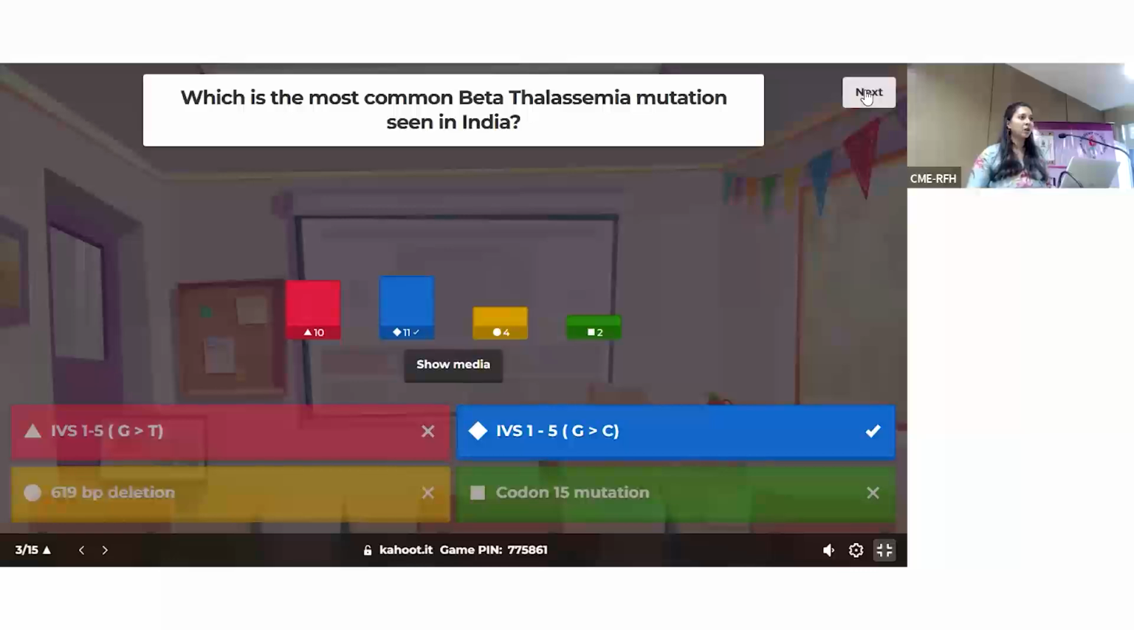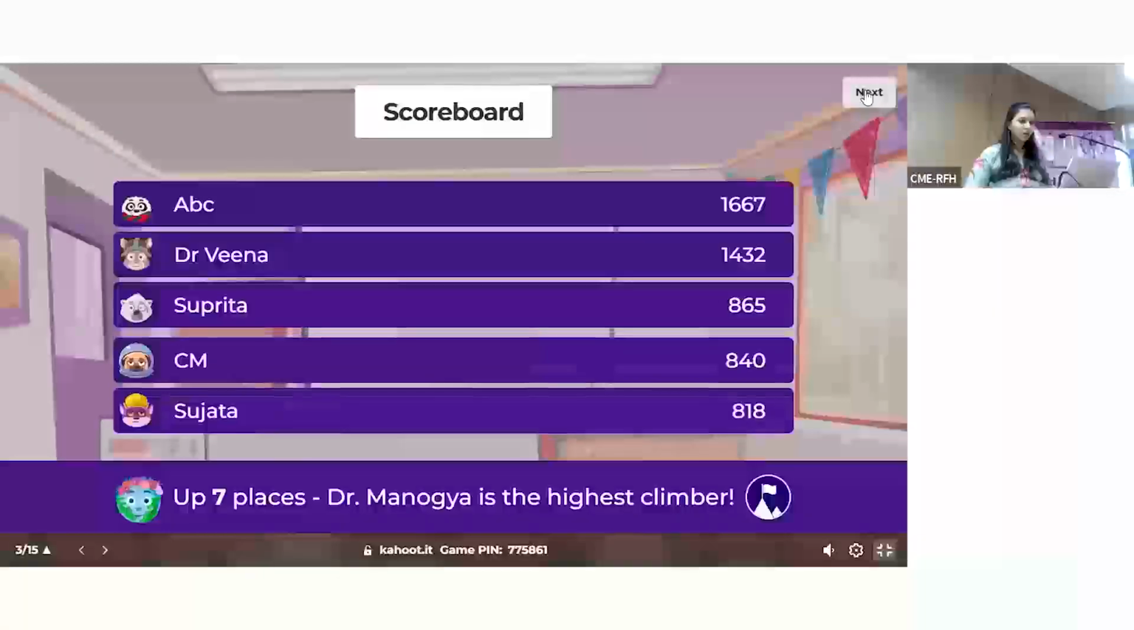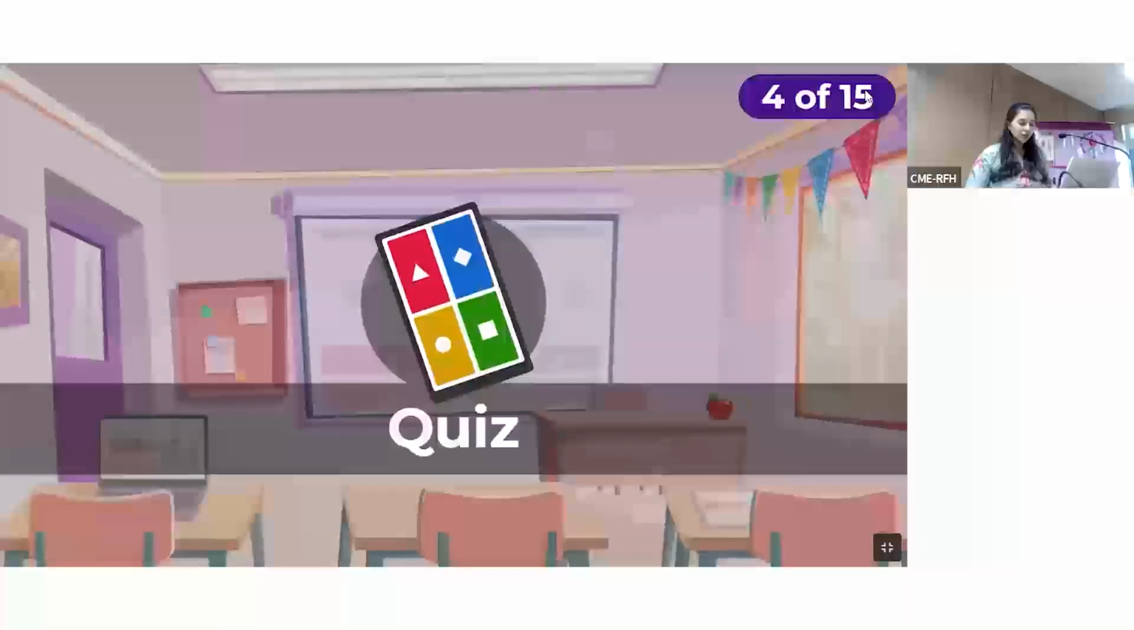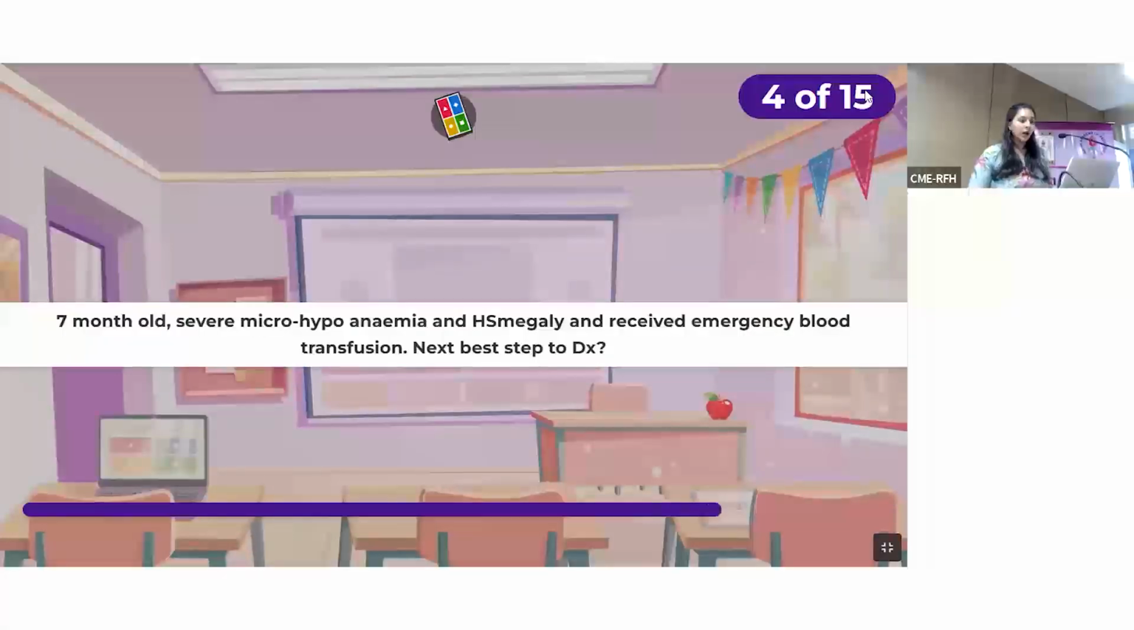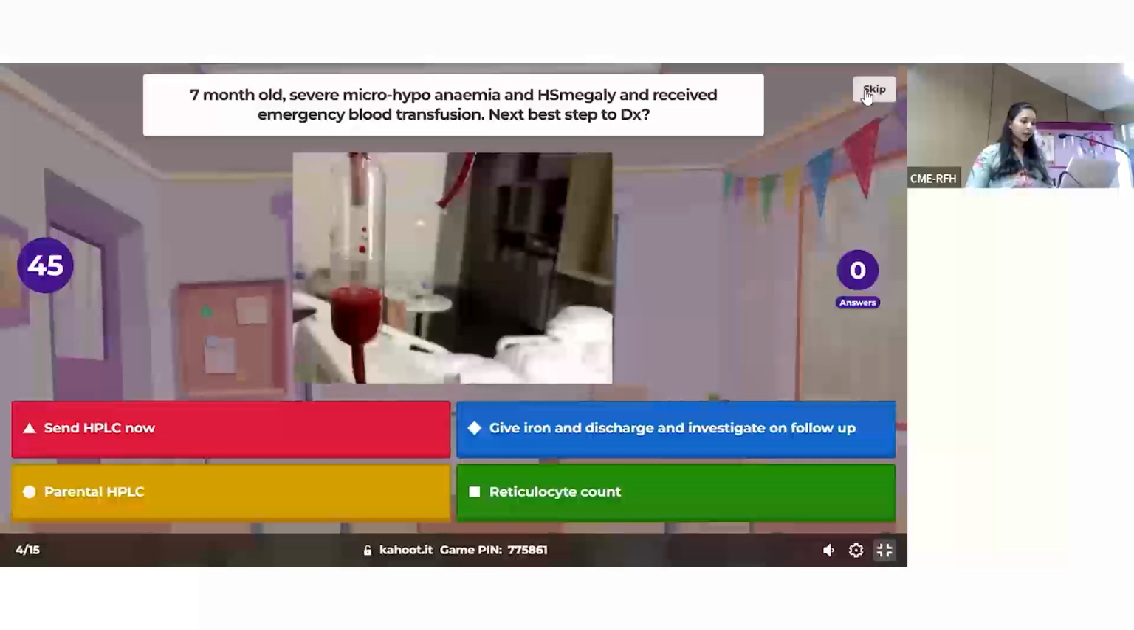We heard in the prior talks by Dr. Roshan ma'am as well that IVS 15G to C is the most common. Going on to the next question. A 7-month-old with severe microcytic hypochromic anemia and hepatosplenomegaly presented and received an emergency blood transfusion. What would be the next best step to diagnosing?